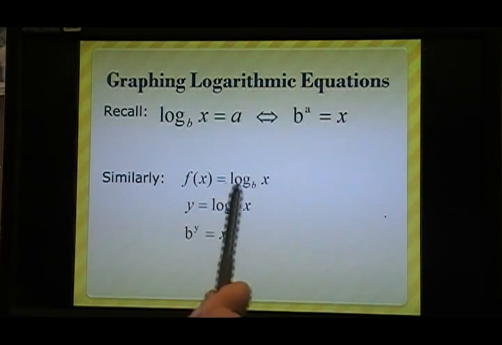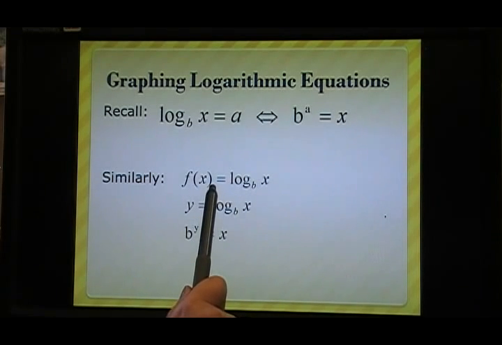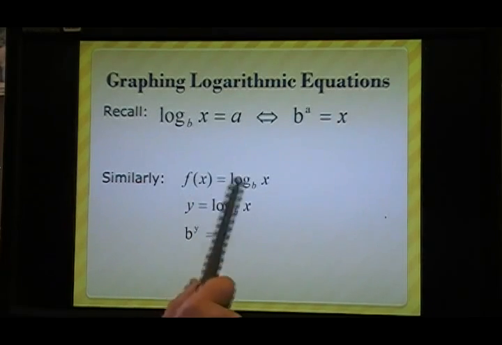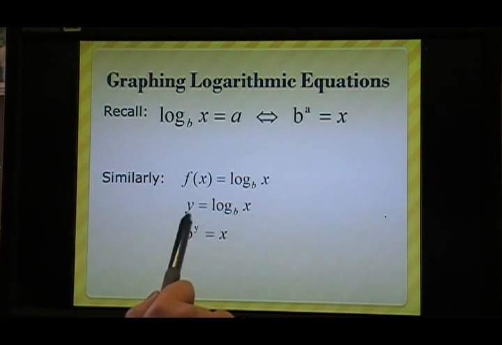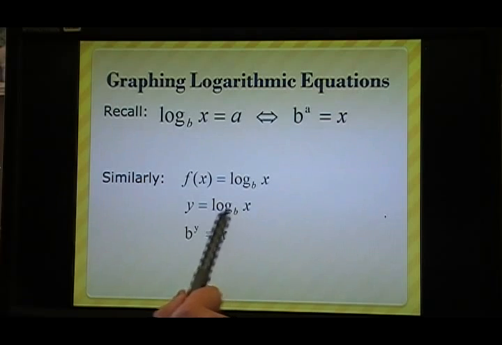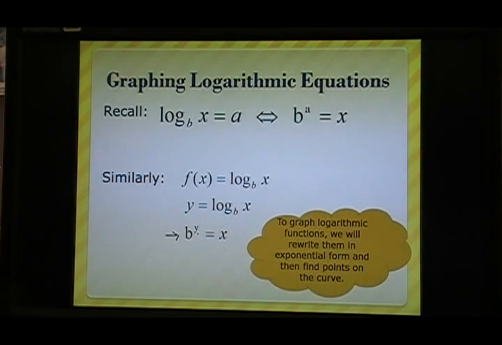Okay, so if we have this logarithmic function, f of x equals log base b of x, just remember f of x is just notation saying that this is a function, and we can use that in place of y. It makes it a lot easier for most people to just replace that with a y. So that's the same thing as saying y equals log base b of x. And so if y is equal to log base b of x, then b to the y power is x. Okay? Putting my logarithmic function into this form makes it a lot easier for me to find points, and therefore a lot easier to graph. So to graph logarithmic functions, we will rewrite them in exponential form and then find points on the curve.